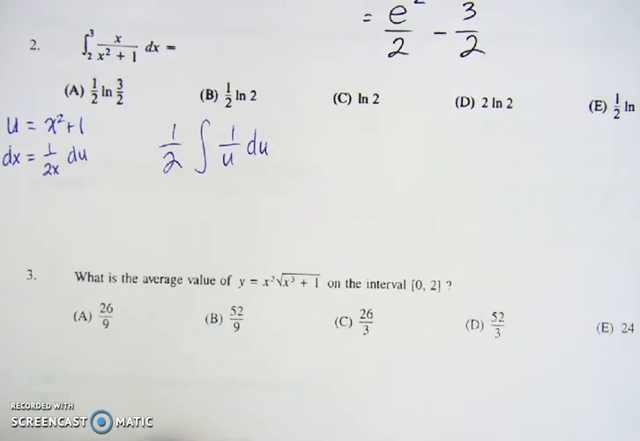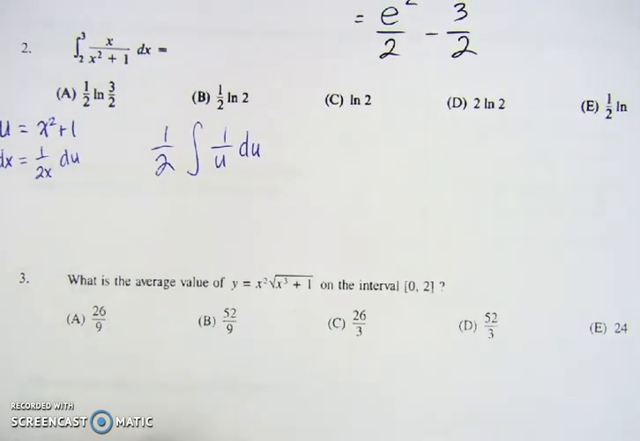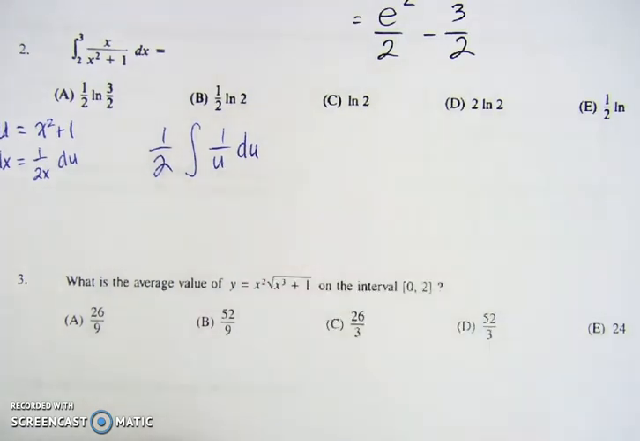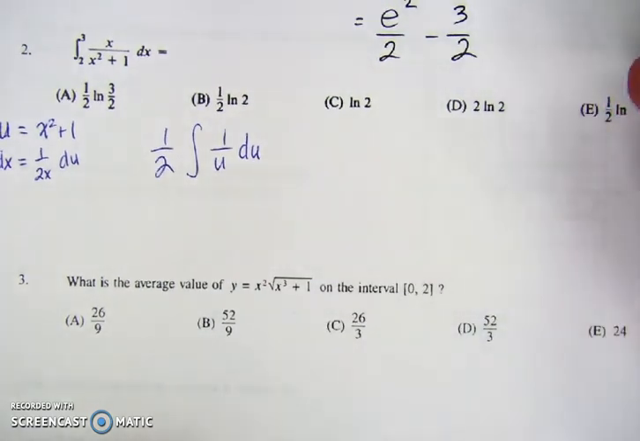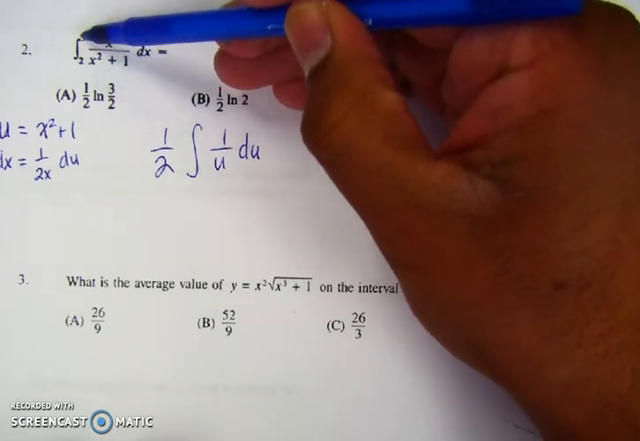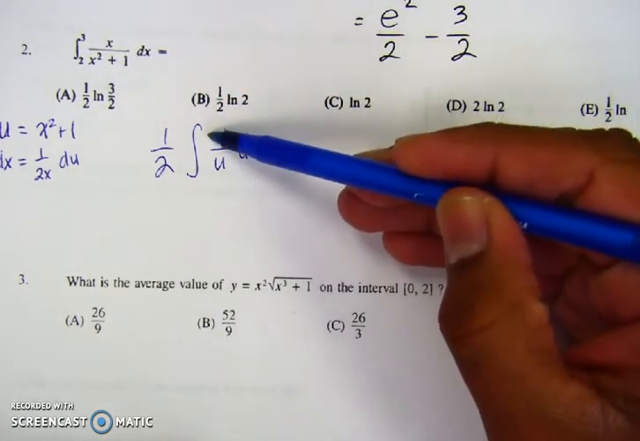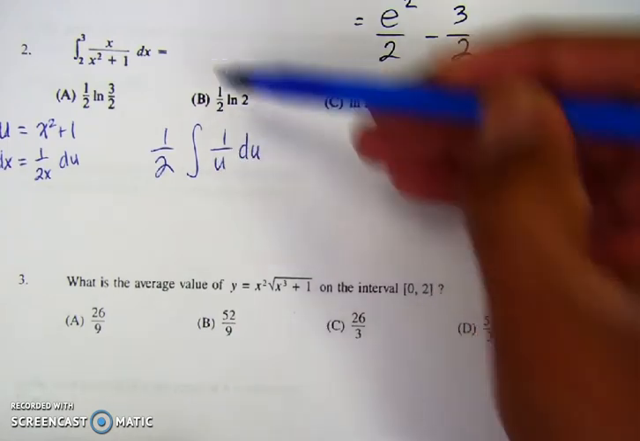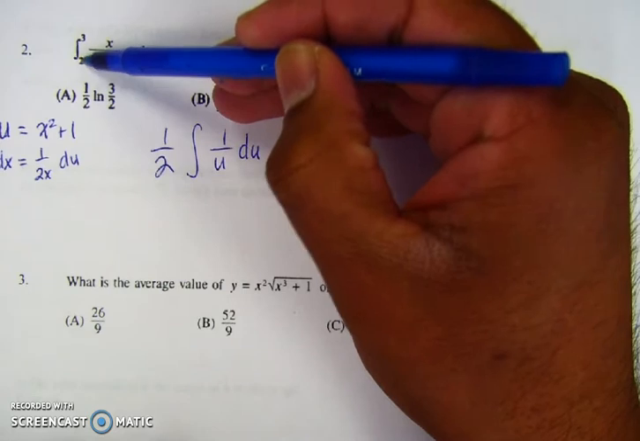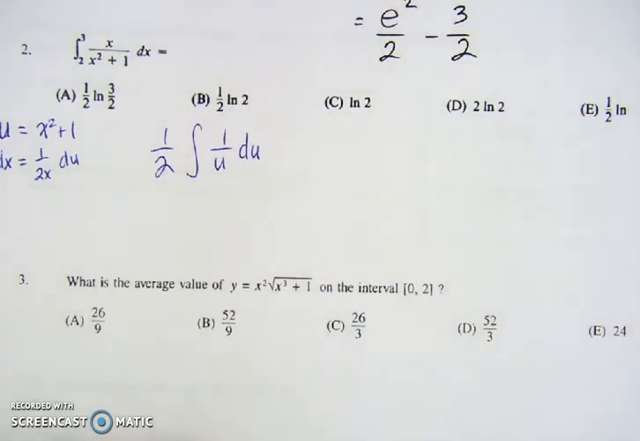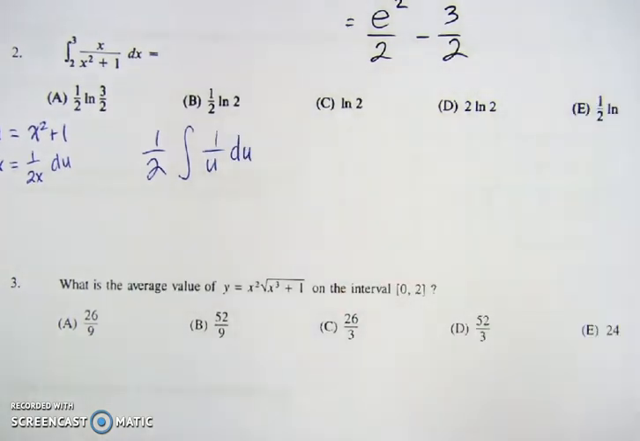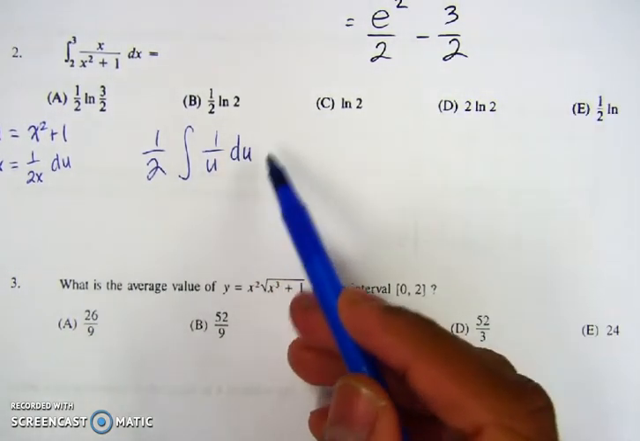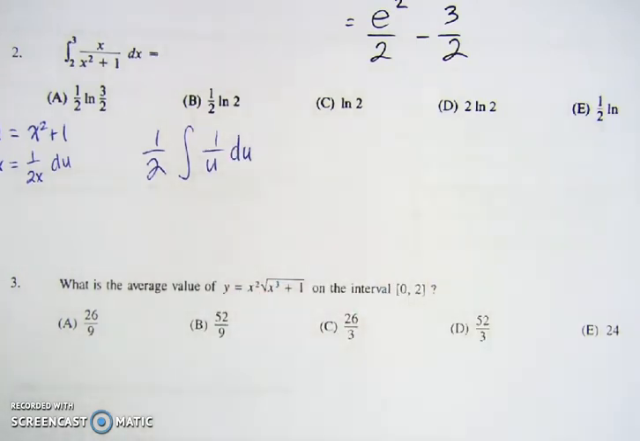So I go ahead and take out the constant 1 half, and I just have the integral of 1 over u du. Remember, I don't want to put my limits of 2 and 3 right now, because what I have is variable u, however my limits are x equals 2, x equals 3, so it wouldn't make sense. So I'm not going to put limits right now until I get this antiderivative back in terms of x.